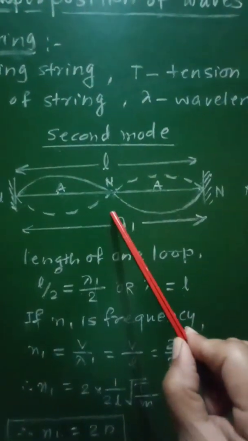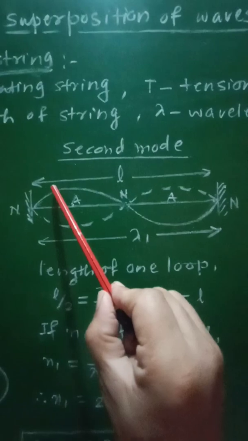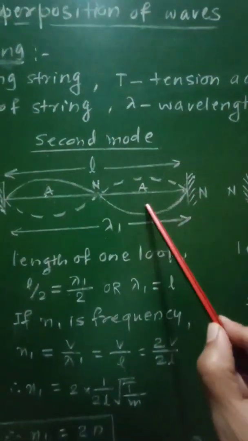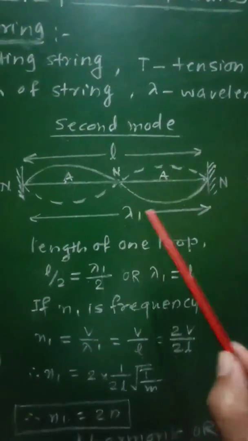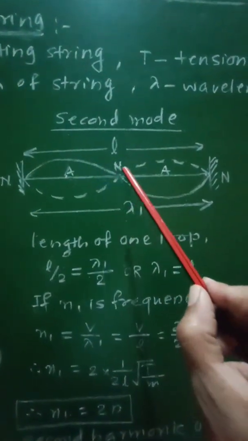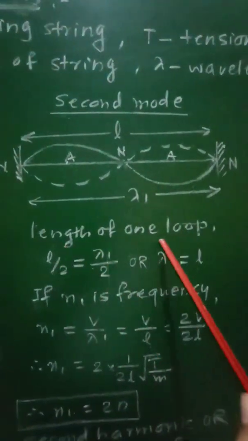So in this case, 2 loops will be formed in the second mode, and therefore if L represents the length of the string, then the total length will be equal to lambda 1, where lambda 1 will be the wavelength of this wave. Then from this we can find out the length of one loop.